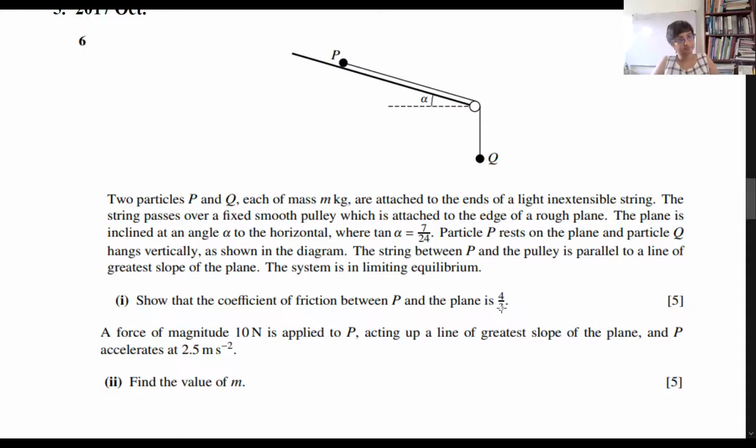Can someone tell me in what direction friction is acting on P? Upwards. Very good.